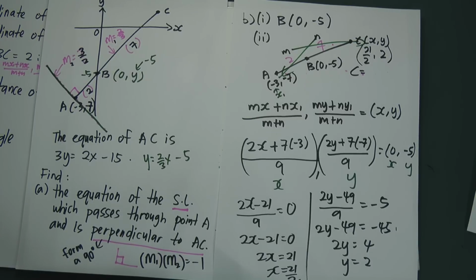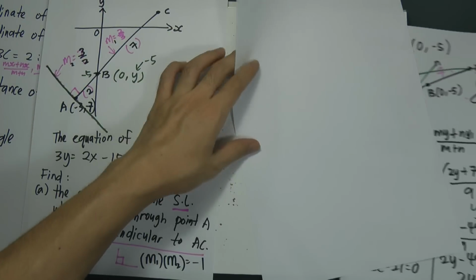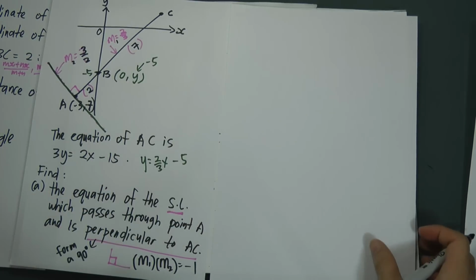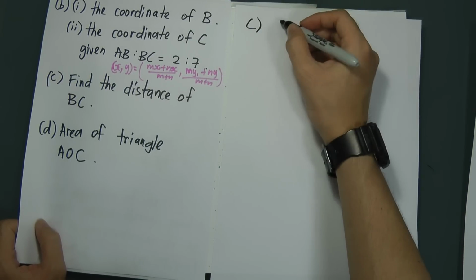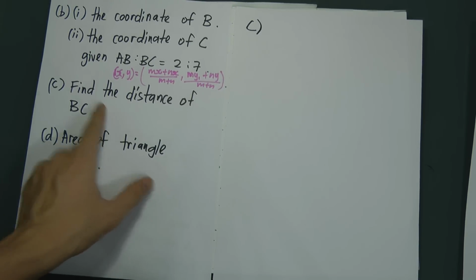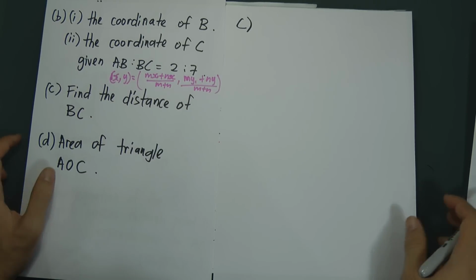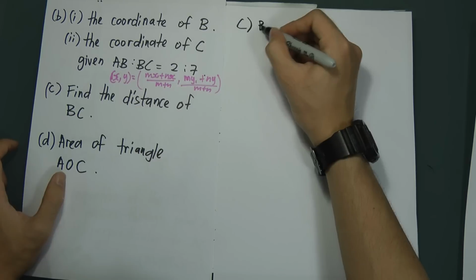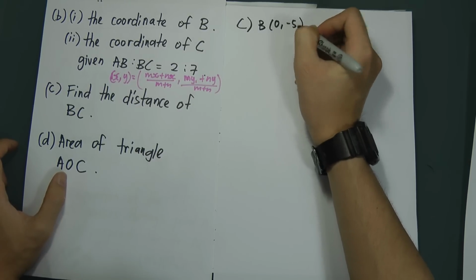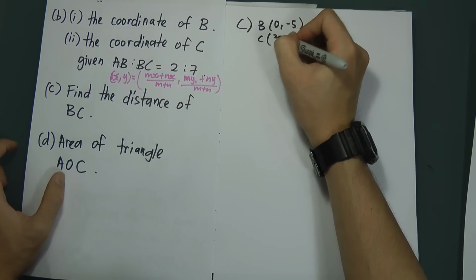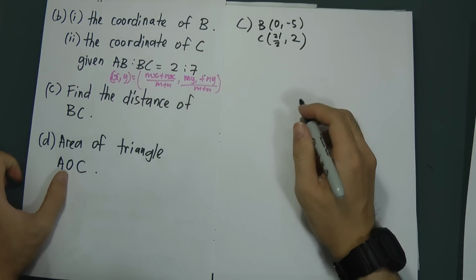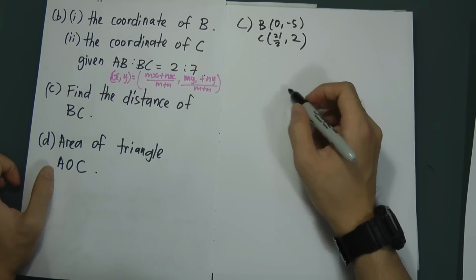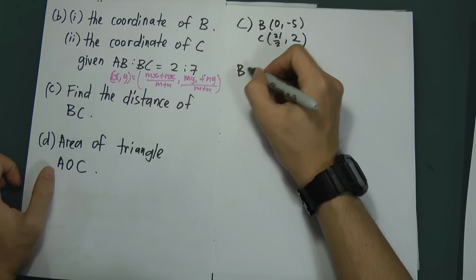Then we go to part C. I'm just trying not to make this video look very long. For part C, he asked for distance BC. Whenever you want to find distance BC, you better write down the 2 coordinates. Coordinate for B is 0, -5, and coordinate for C, which we just got, is 21 over 2, 2. Now we got 2 coordinates, and he asked for distance BC.